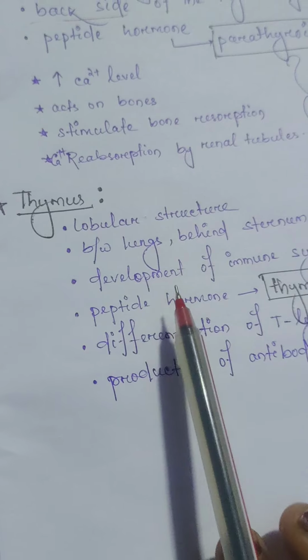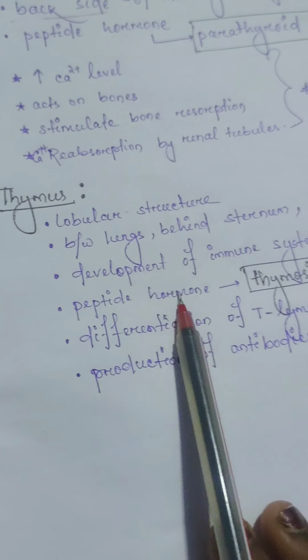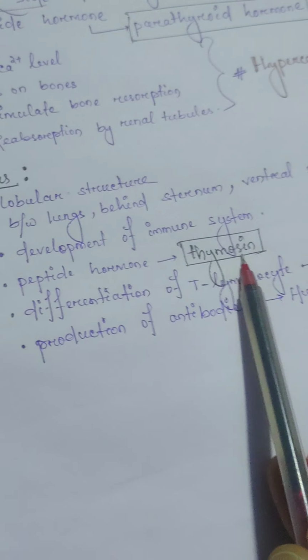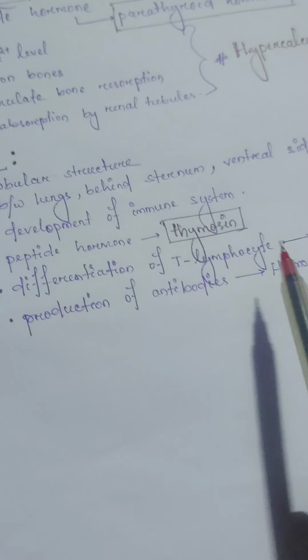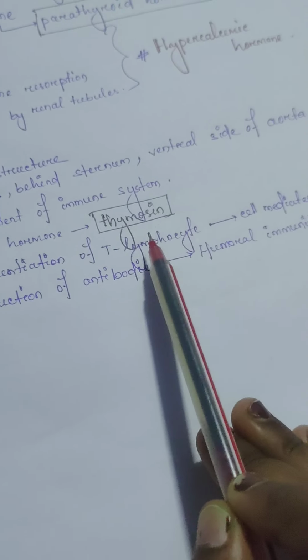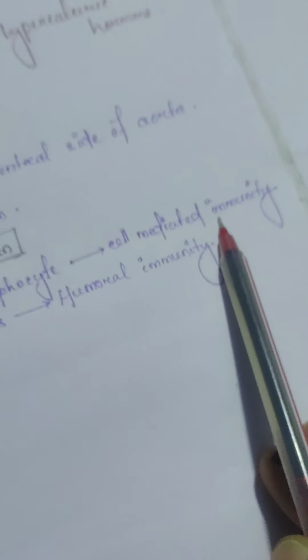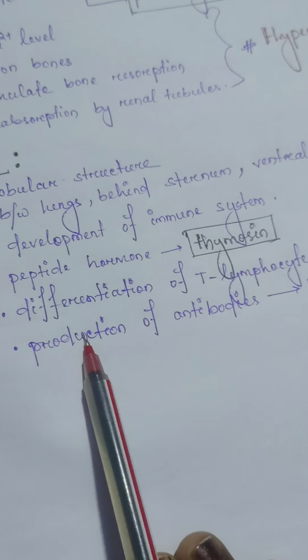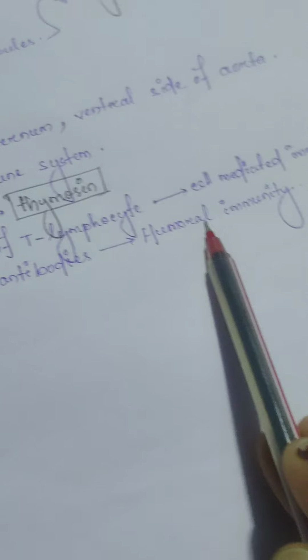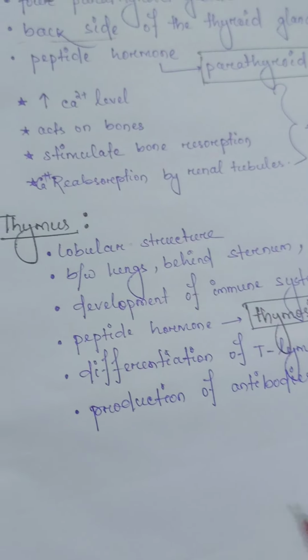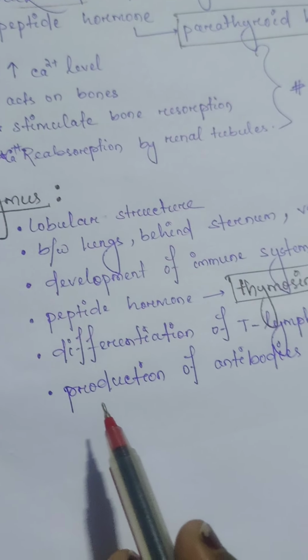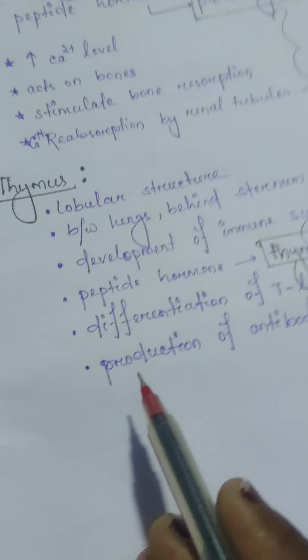The hormone of thymus is a peptide hormone, that is thymosin. Thymosin helps in differentiation of T lymphocytes, that helps in cell mediated immunity, and production of antibodies also leads to humoral immunity. So overall, thymus maintains the immune system of our body. That's all. Thank you.